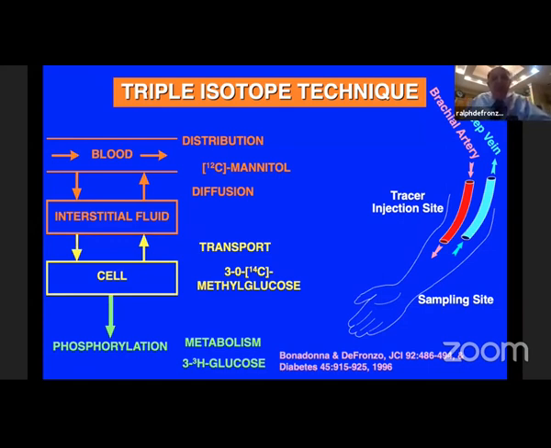So what are the three tracers? The first one is C12 mannitol. Why C12 mannitol?